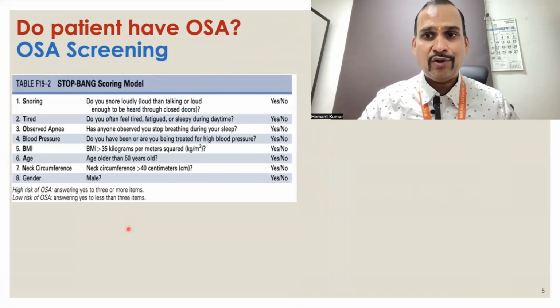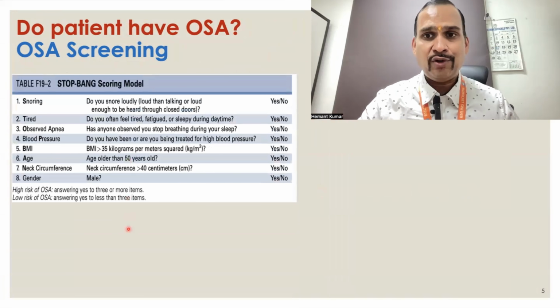Gender, male gender. So out of these 8 questions, if you find answers for 3 or more items, then that patient is suspect for obstructive sleep apnea. In that patient, we have to advise a sleep study for confirmation of OSA. If the score is less than 3, then we should not advise a sleep study. So this is about screening.